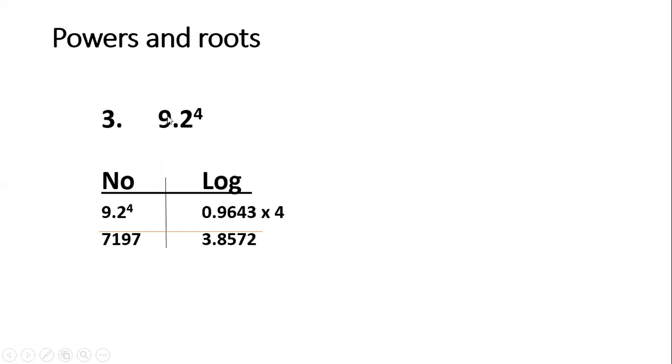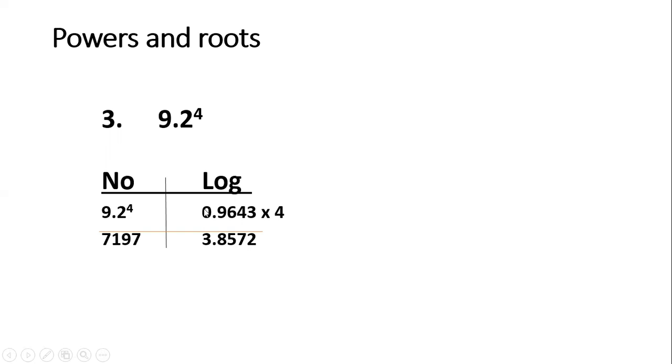So question number three says 9.2 raised to the power 4, which will now give us the number logarithm column table. So you check 9, that's unit, to 0. Then you check 92 under 0, no difference. So 92 under 0 will give us 9643, raised to power 4. We multiply by 4. So we do our multiplication: 4 times 3, 12, carry 1. 4 times 4, 16 plus 1, we are carrying 17. 4 times 6, 24 plus 1, we are carrying 25. 4 times 9, 36 plus 2, we are carrying 38.